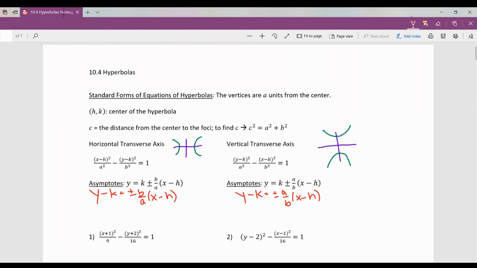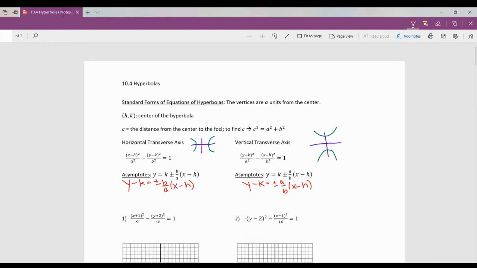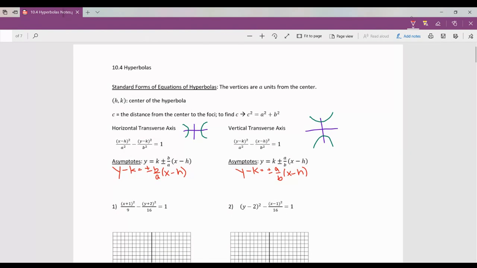For this second one, we've got y over x. So underneath the y was the a, underneath the x is the b. So y is a over b times x. All right, so the asymptotes are going to look like this, because it's plus or minus.